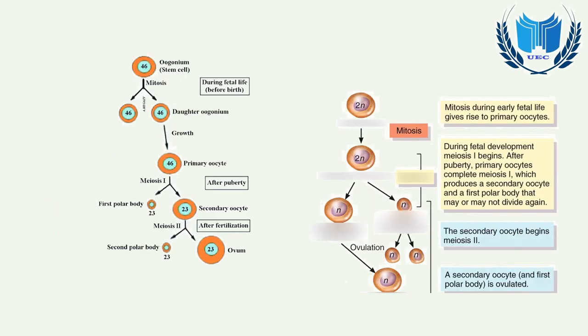Oogenesis is explained by these two diagrams which are just before you. The oogonium cell undergoes mitosis division and gives rise to the daughter oogonium, that is the primary oocyte. It again undergoes meiosis, the first type of division, and gives rise to the secondary oocyte. The secondary oocyte again undergoes meiosis 2 type of division, meiosis second, and then it gives rise to an ovum which contains 23 chromosomes.